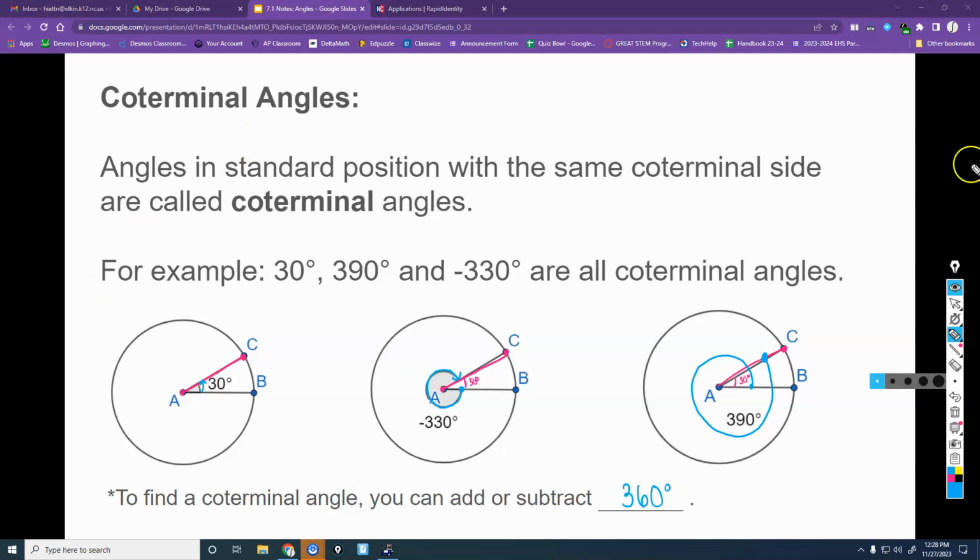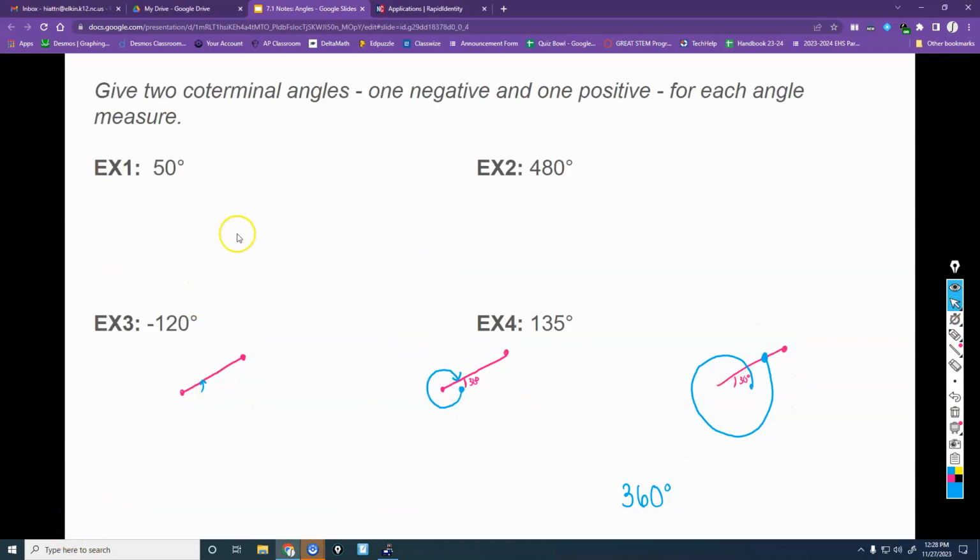This can be asked several different ways, but here is one that I'm probably going to ask on the worksheet quite a bit. I'm going to ask you to find 2 coterminal angles, one negative and one positive, for each angle measure. So if I have 50 degrees on the coordinate plane, I guess we're not doing unit circle yet, and I want another angle that looks the same as 50 degrees but has been added or subtracted a rotation.